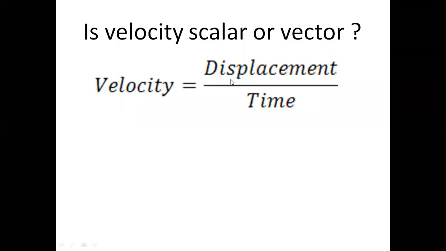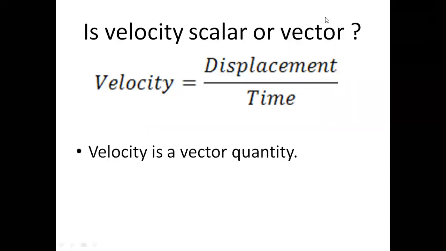So as displacement is vector, velocity will also become what? Vector. See, in all the formula, even if there is a presence of one vector, that entire quantity will become vector. So that means even though time was scalar, but one quantity is present here, that is displacement, which is vector. Hence velocity will also become vector. So velocity is a vector quantity.